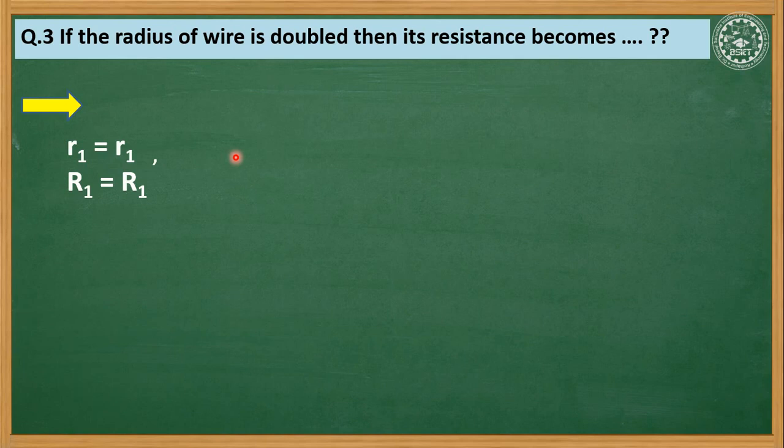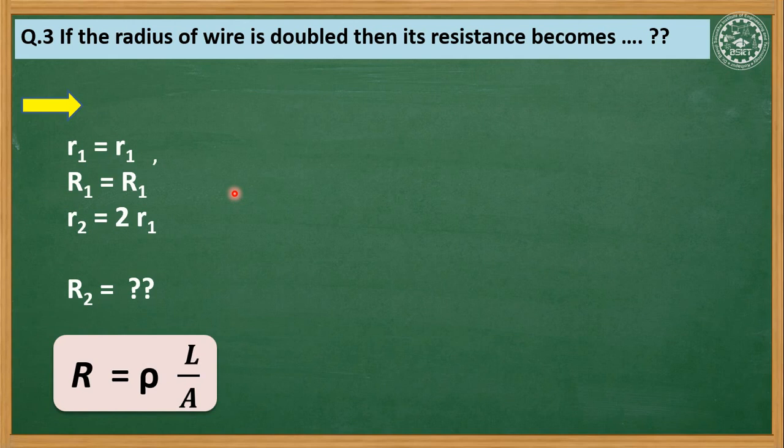Now what the example asks us is, if the radius is doubled, means if the radius R2 is 2R1, initial radius is doubled, then what will happen with R2, means what will happen with the resistance. Now we know the formula, R is equal to rho L upon A. Resistance of first wire will become, with the help of this formula, rho L upon pi R1 square. Okay, because our value of rho is a constant.